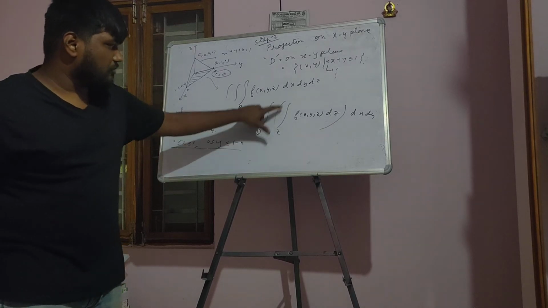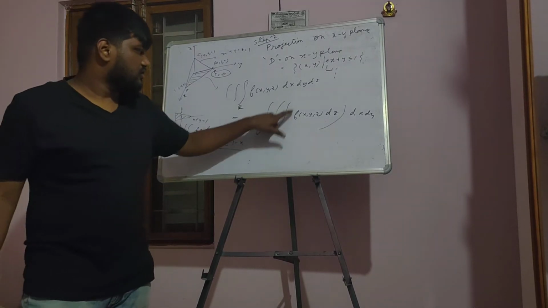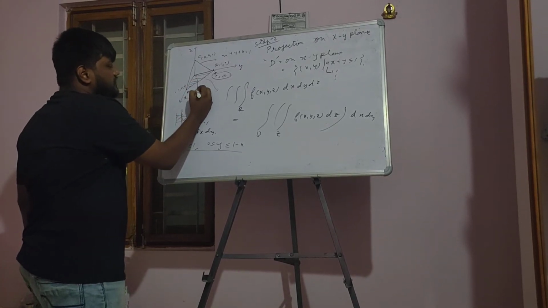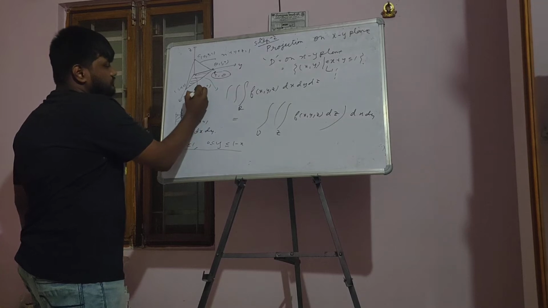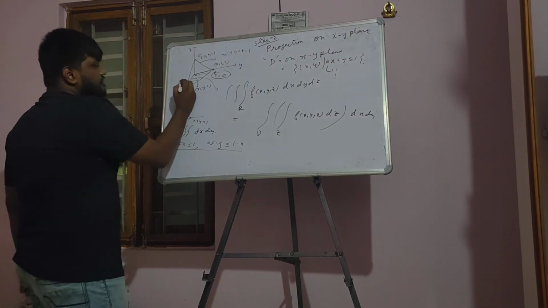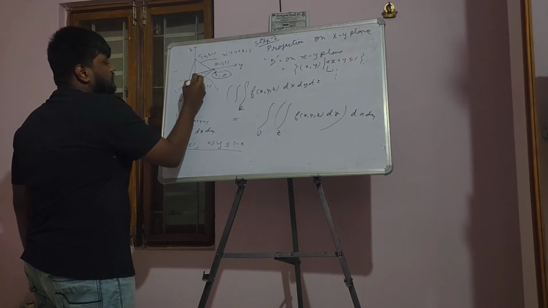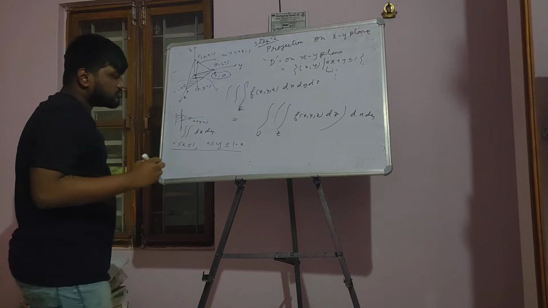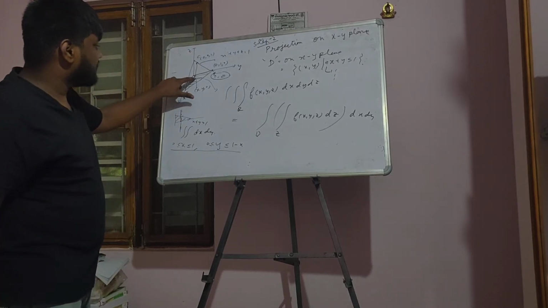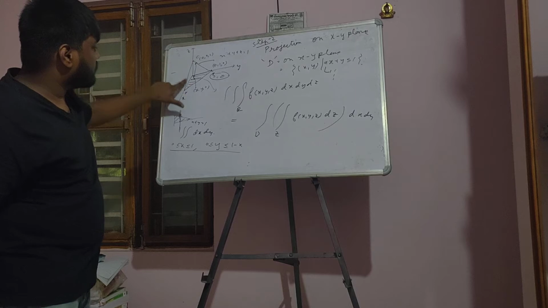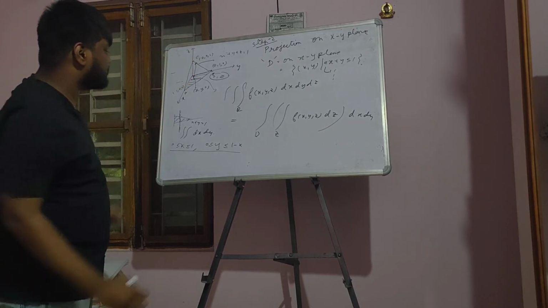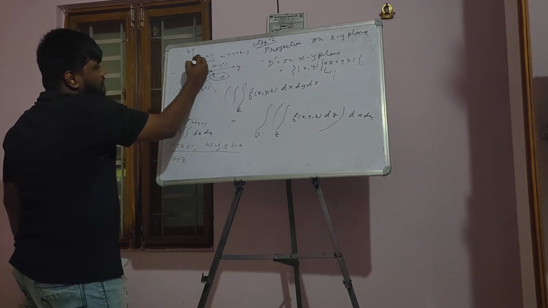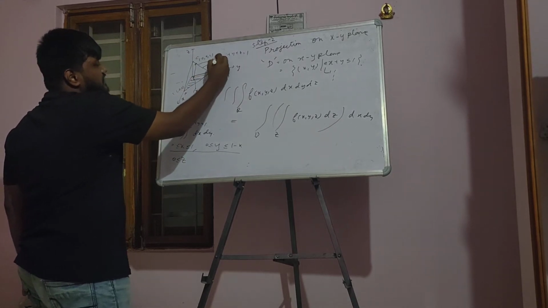in order to find the bounds for z, we take any arbitrary point on the projection, x comma y comma 0, and we want to find out what values of z lie inside this solid. So z is obviously greater than 0, because all the points in the tetrahedron have z positive, and it has to be bounded above by this plane x plus y plus z equal to 1.